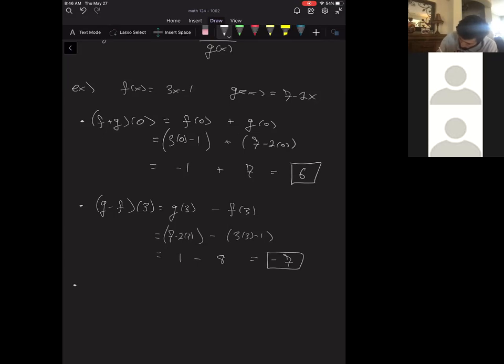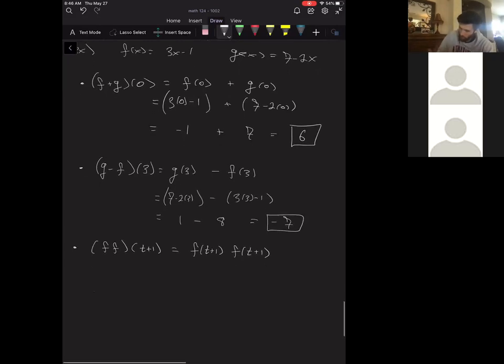So how about f times f of t plus 1? Just using the definition, this is going to be f of t plus 1 multiplied by f of t plus 1. And so what is f of t plus 1? That's going to be 3 times t plus 1, minus 1. Just plugging in t plus 1 for x in f. And then here is the same again, 3 times t plus 1, minus 1.